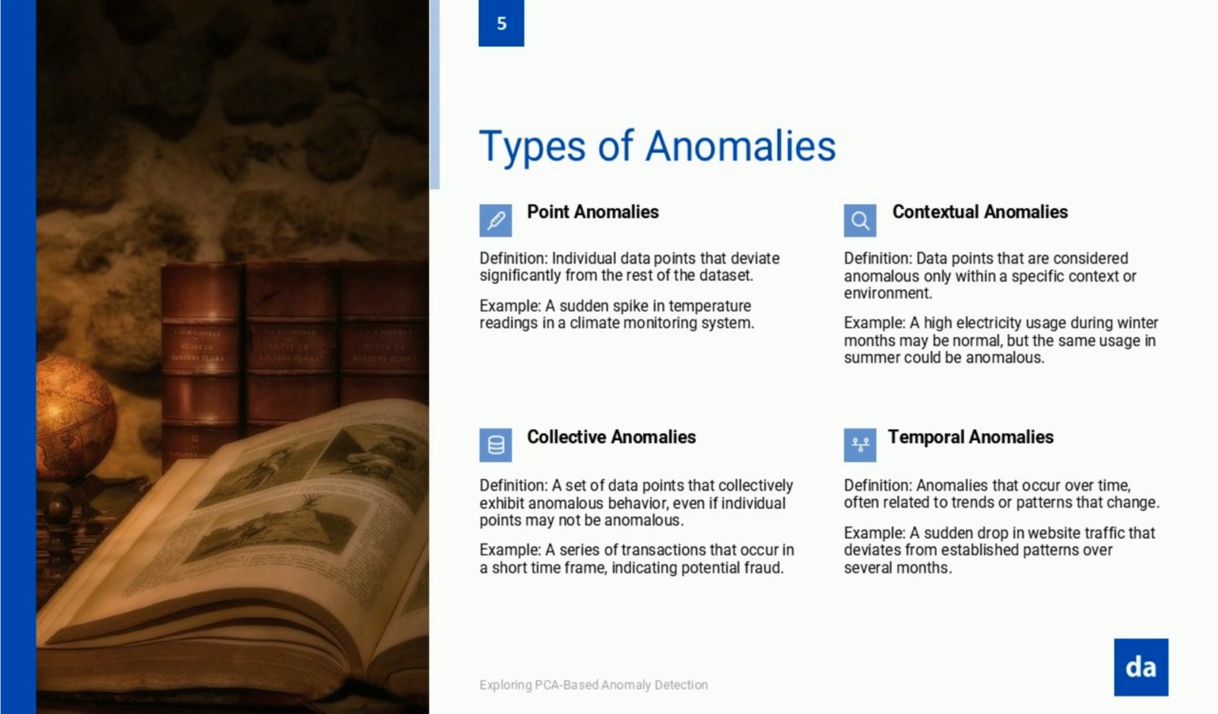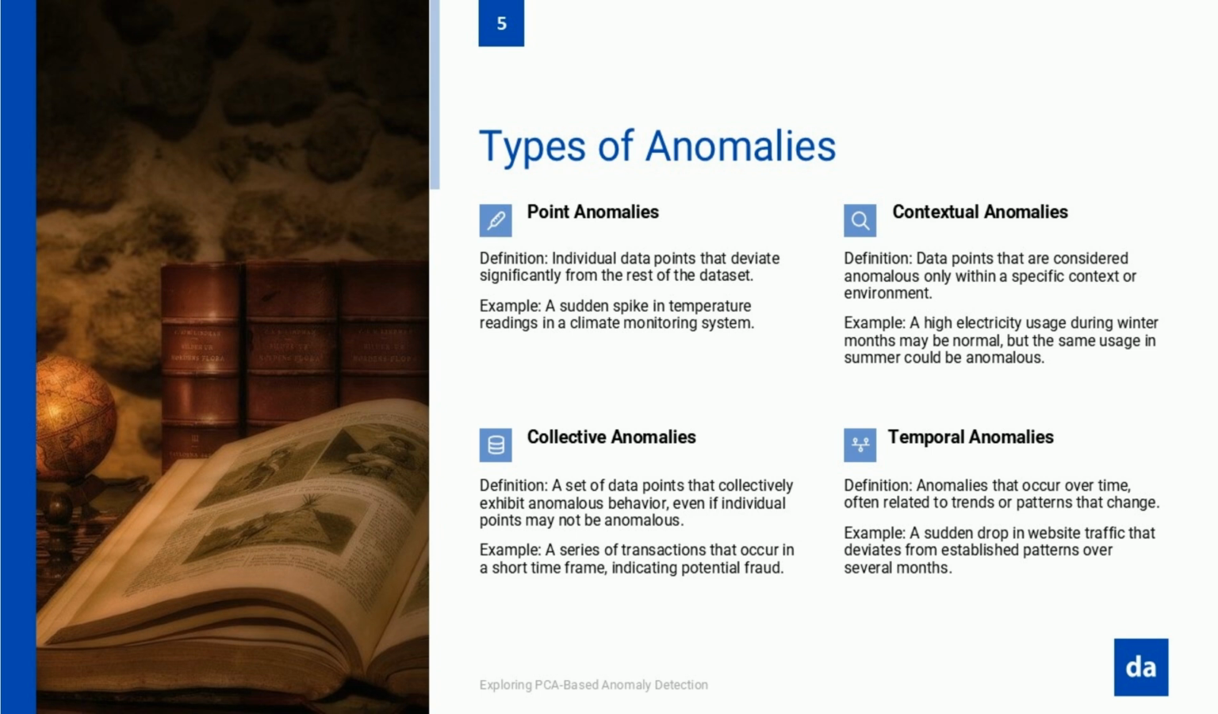The most straightforward anomalies are point anomalies, single data points that stand out dramatically from the rest of the dataset. Imagine temperature readings in a climate monitoring system. If most values hover around 20 degrees but suddenly one jumps to 100, that's a clear outlier. These are the easiest anomalies to detect and are often the first ones flagged by standard anomaly detection methods.